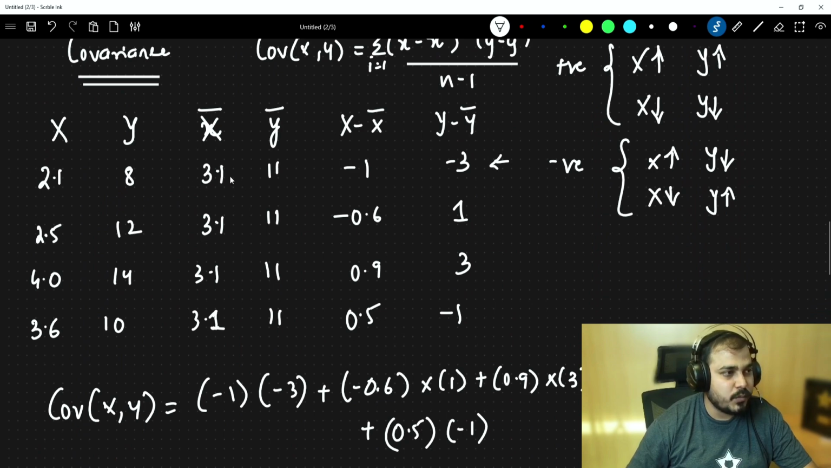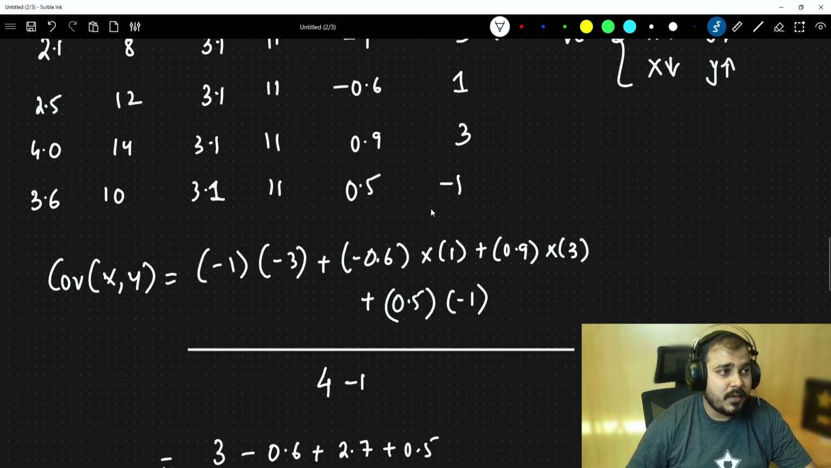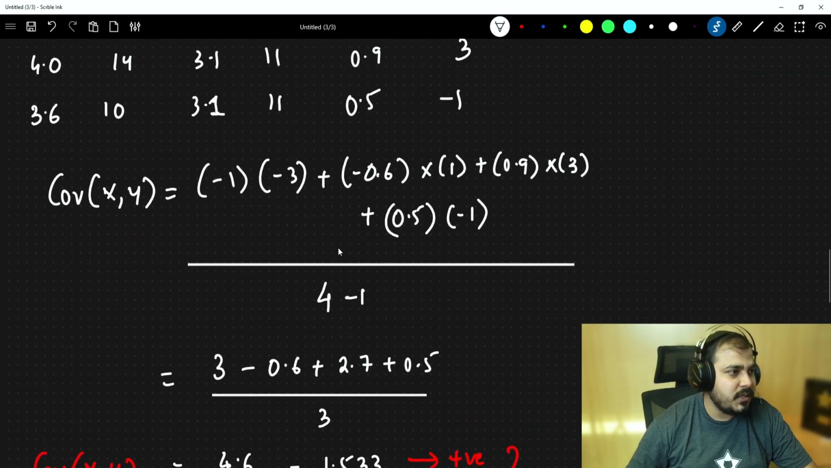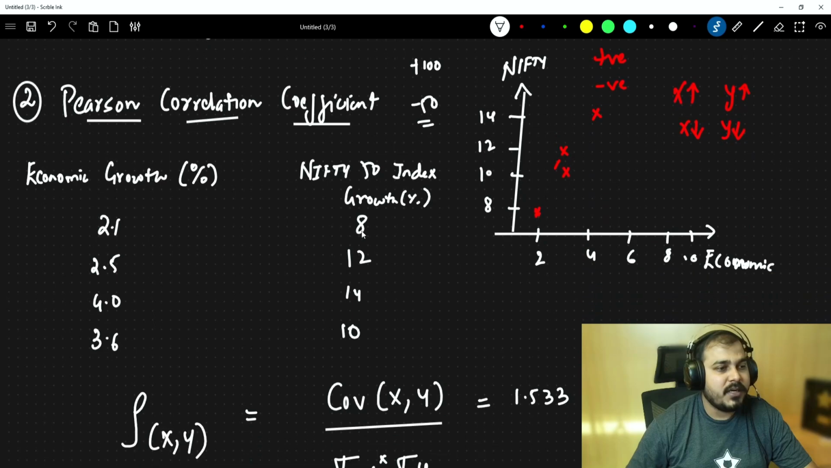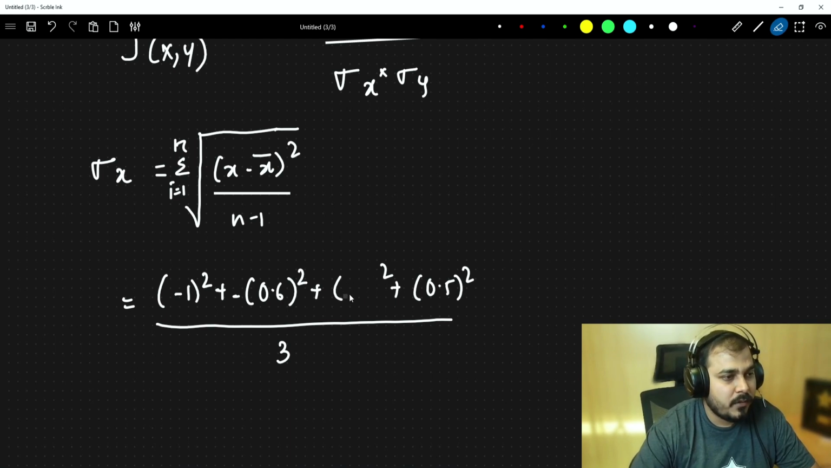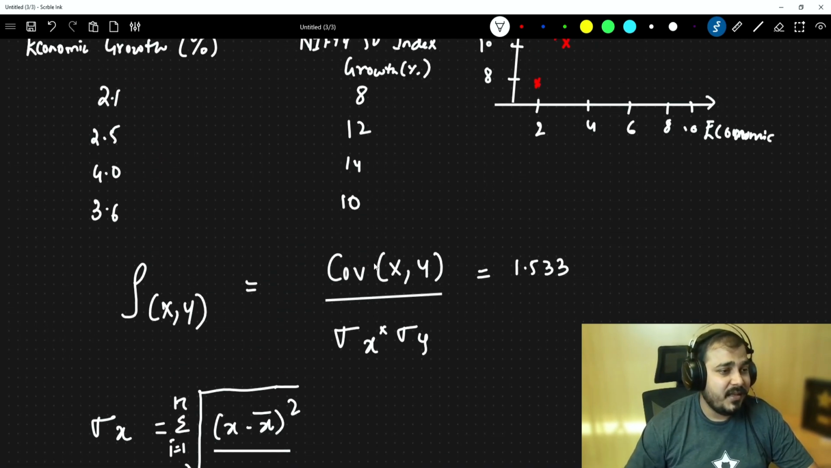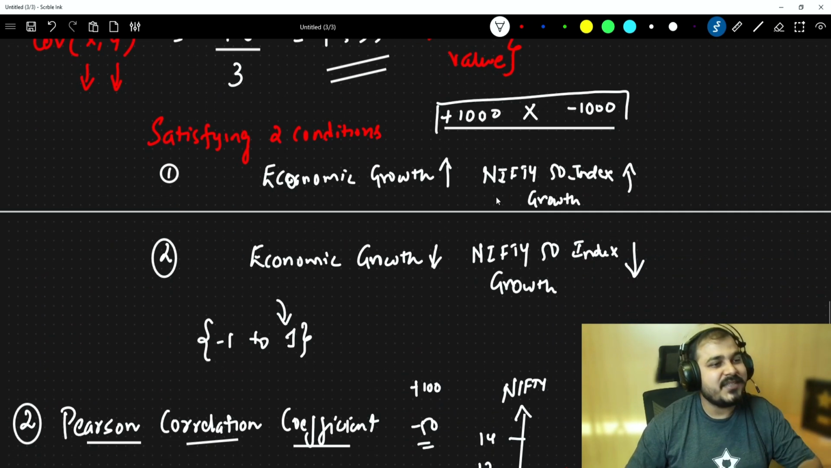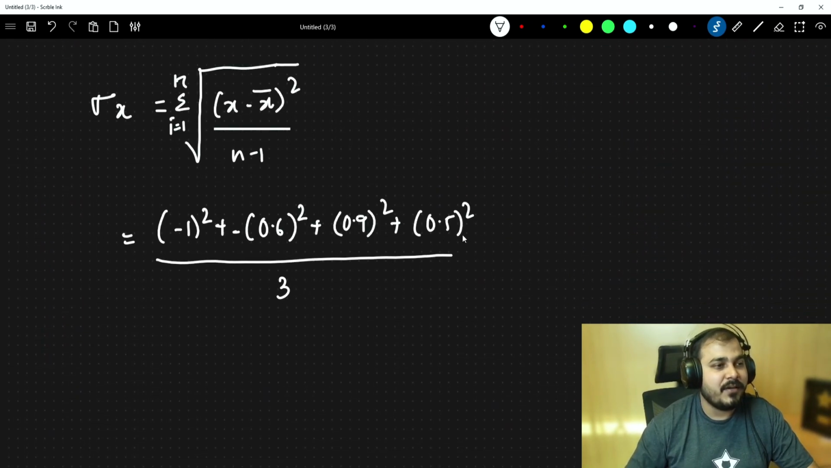2.1 minus 3.1 is minus 1 whole square. 2.5 minus 3.1 is minus 0.6 whole square. 4.0 minus 3.1, I'll make a small change over here, is 0.9 whole square. Mistakes happen, it's fine. If a mistake is coming, you try to fix it by yourself. 3.6 minus 3.1 whole square is 0.5 whole square.